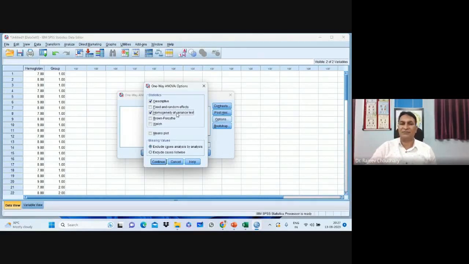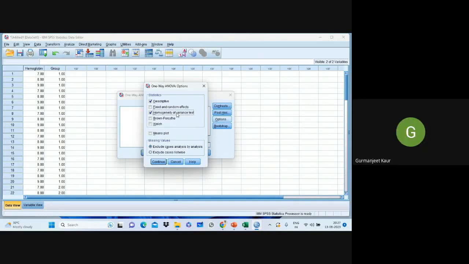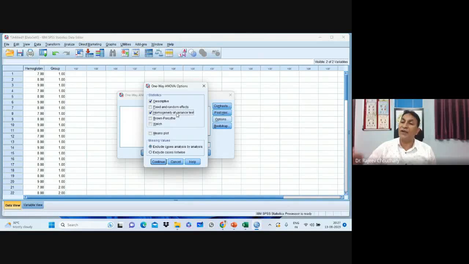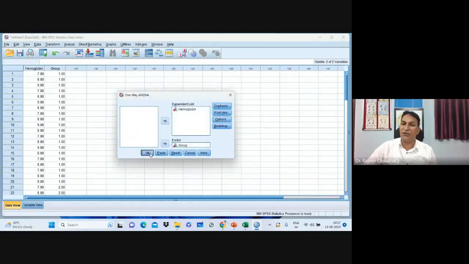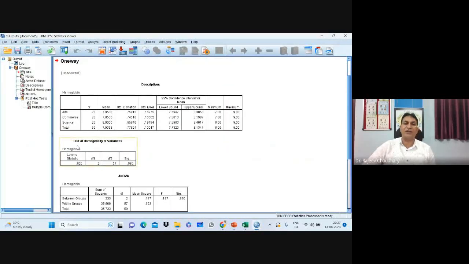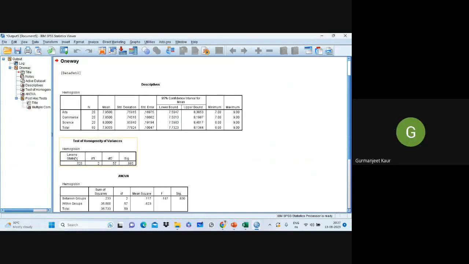You will not find Levene's test listed here. We are giving the command to obtain the Levene value by opting for the homogeneity of variance test. Continue, click on OK, see the output, see the value of Levene's test or Levene's statistic. Is it okay? Yes, sir.